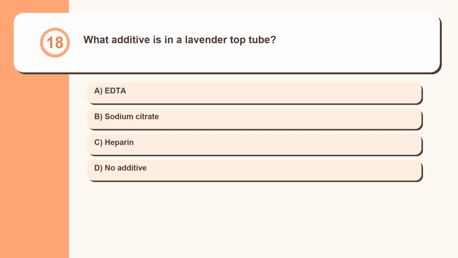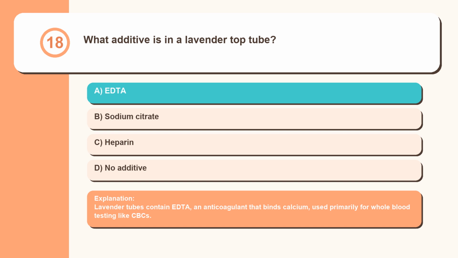Question 18. What additive is in a lavender top tube? EDTA, sodium citrate, heparin, no additive. Lavender tubes contain EDTA, an anticoagulant that binds calcium, used primarily for whole blood testing like CBCs.